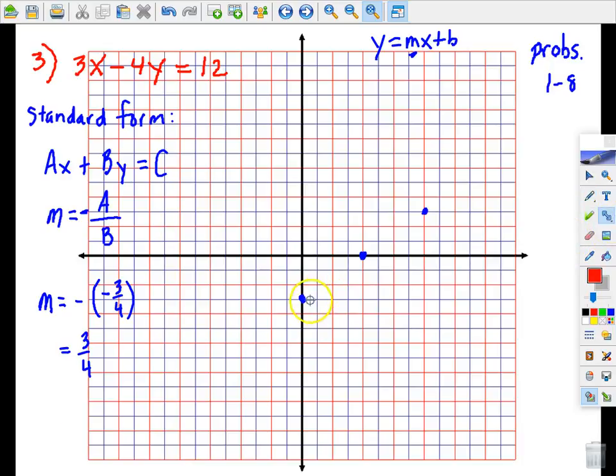Okay, so we're ready to graph. I've got my 3 points. Let me just go ahead and do one more, like a running start here from my graph. And there is the line 3x minus 4y equals 12.